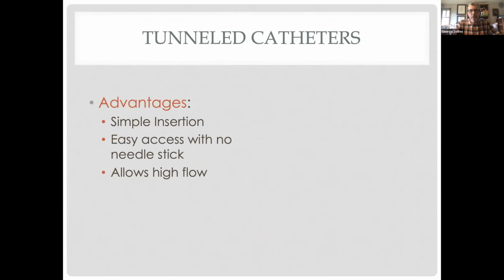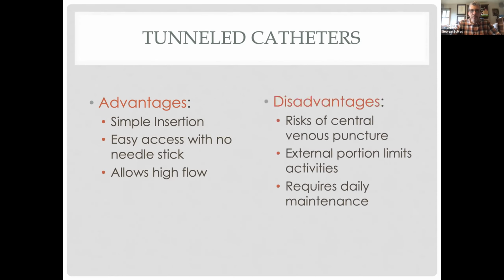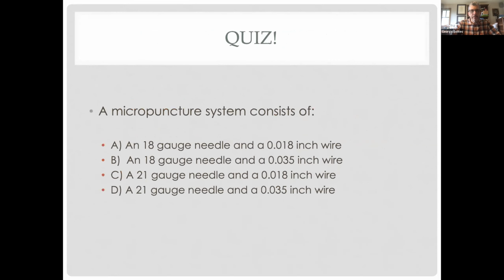Advantages of tunneled catheters over other devices: they're relatively easy to place, and a lot of different practitioners know how to place them. When they need to be used, you don't have to poke on the patient. And as we talked about, they can be made quite large to allow high flow. Disadvantages: it's a central vein, so they entail the risks of central venous puncture, which we'll get into. You've got a catheter dangling out of your body somewhere, so that limits activities. And they require daily maintenance, namely dressing changes and usually daily flushing, which is annoying.